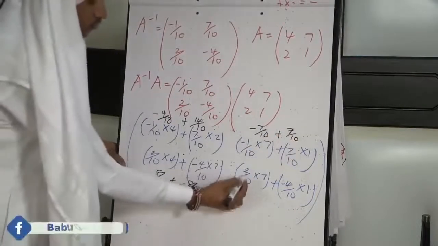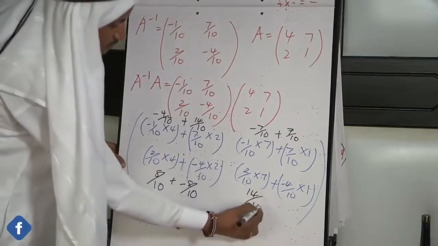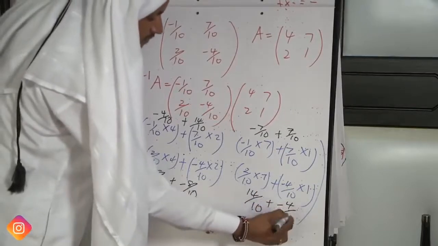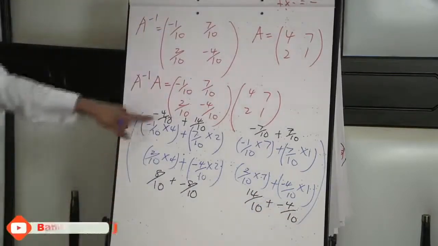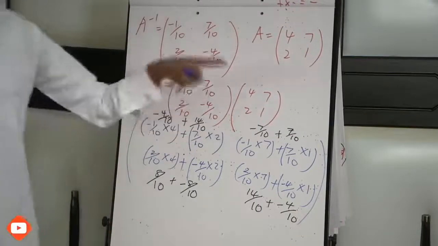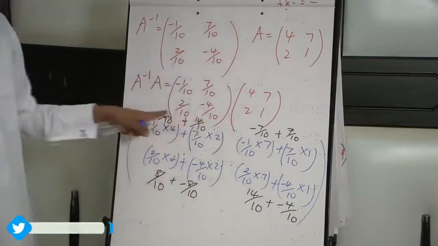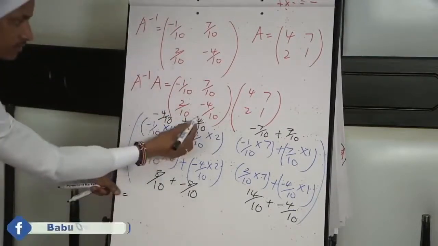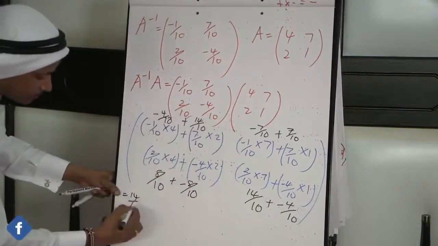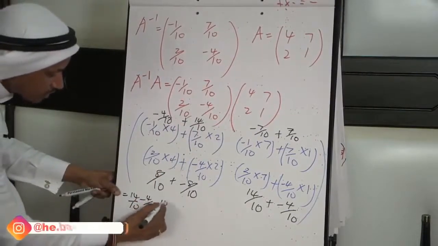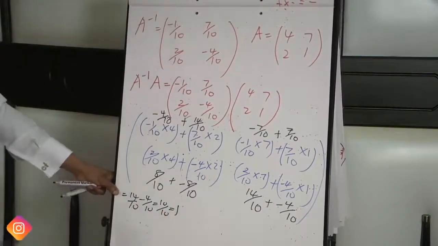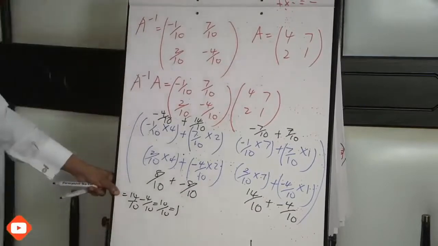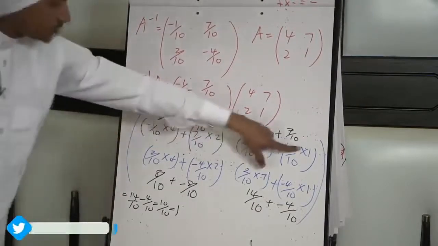Then lastly, 2 over 10 times 7 is 14 over 10 plus minus 4 over 10 times 1 is minus 4 over 10. So minus 4 over 10 plus 14 over 10 is the same as 14 over 10 minus 4 over 10. Careful, class. This is equal to 10 over 10, which is equal to 1. So the whole of this gives us 1. Let's write it somewhere here. That is for this. Let's solve this.